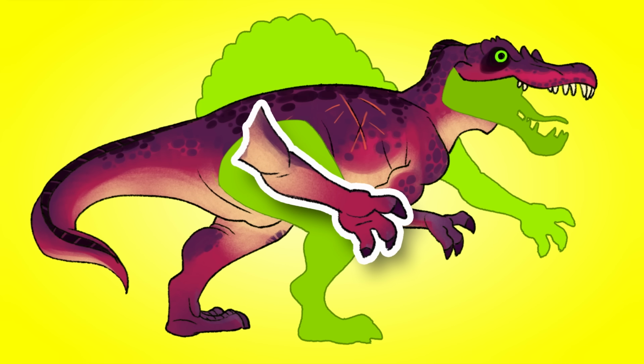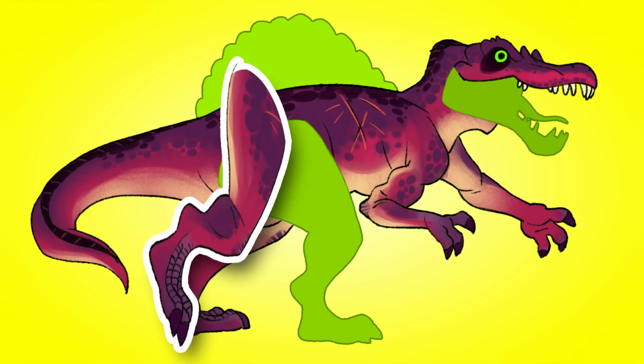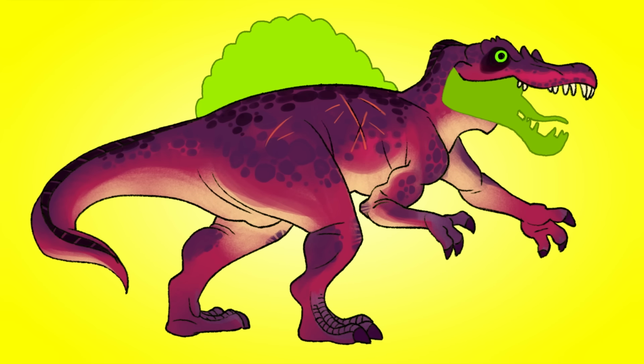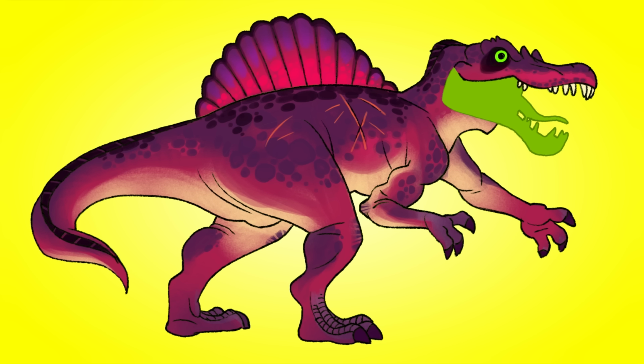There's another arm. He's got long arms, so I don't think it's a T-Rex. And there's another leg. Look, he's got really big muscles. This is a strong dinosaur. Hey, what's this shape? I've never seen this before. It goes on top of his back. I think this is called a sail.